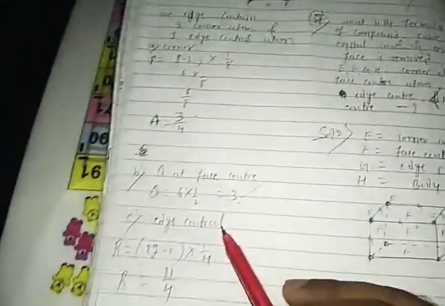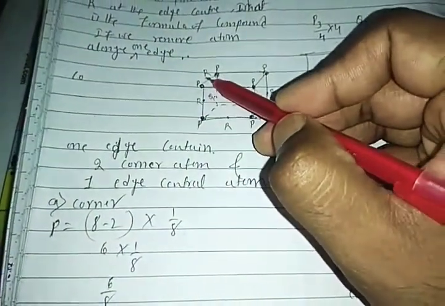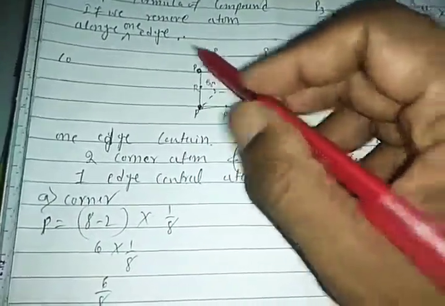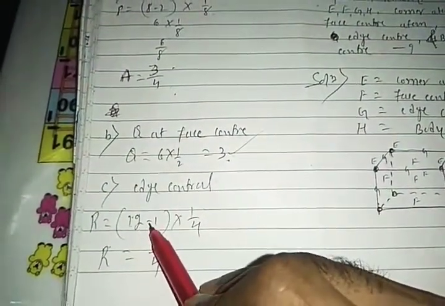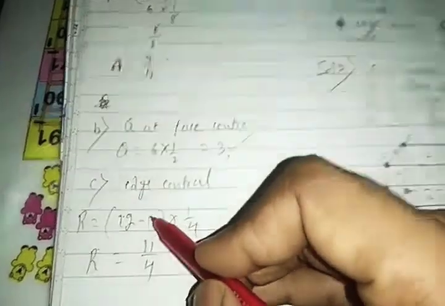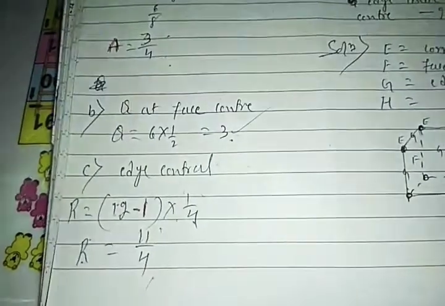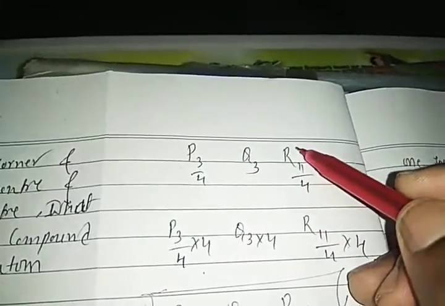Edge center. In this crystal, if this portion dissociates, it means one edge is removed. How many edge centers are there? 12. Out of 12, one is removed. So 12 minus 1, into 1 by 4, R is equal to 11 by 4. So the formula: corner atoms P into 3 by 4, face center Q equal to 3, constant, no change, and R, out of 12 edge centers 1 is removed, 11 by 4.